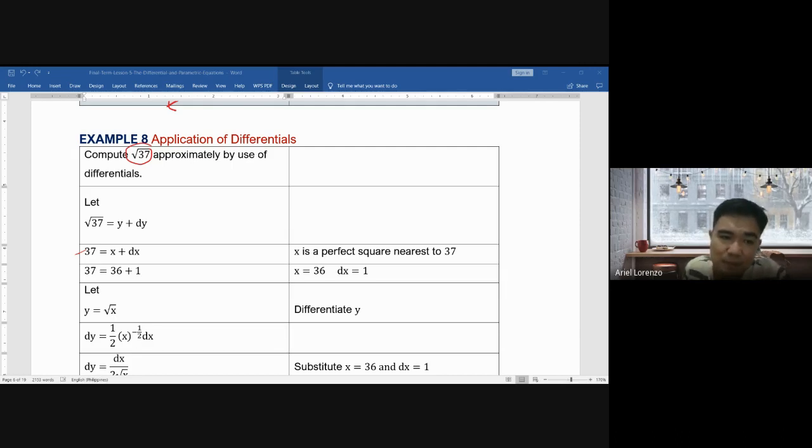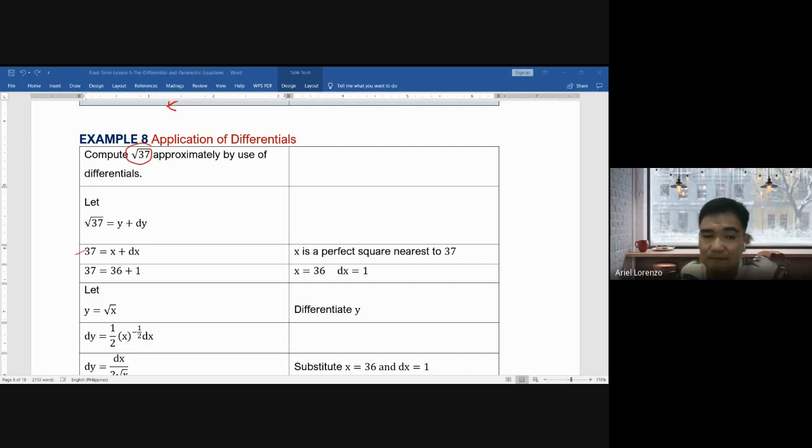Ngayon, x plus dx is 37, di ba? Kailangan mong mabuo siya na 37 pa rin. So if that is 36, ano pa yung natira para maging 37 siya? Di ba? Meron pang 1. Ibig sabihin, class, ang si 37, when linet natin siyang x plus dx, ang x na value, class, ay 36 and then ang dx niya ay 1. Kailangan natin yan mamaya. Okay?